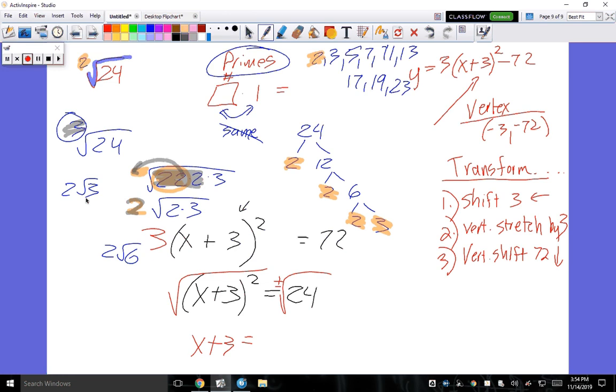Now, this 24, square rooted, will be 2, what? 2 root 6. And it's a plus or minus. You with me? So now all I'm going to do is subtract the 3 over. And I have 2 answers. I have negative 3 plus 2 root 6 and negative 3 minus 2 root 6.